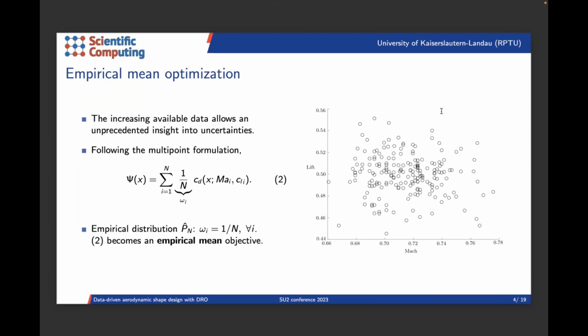On the other hand, the increasing amount of available data allows an unprecedented insight into these uncertainties. For example, in this figure, we plot the data of a real flight flying from Helsinki to Munich. And if we follow the multi-point optimization formulation, we can write the objective as the sum of all the data points. And if we additionally assign equal weight to each of the data points, we get the empirical distribution. And then the objective becomes the empirical mean of the objective. And this is a standard, statistically principled way to incorporate the data into engineering design.